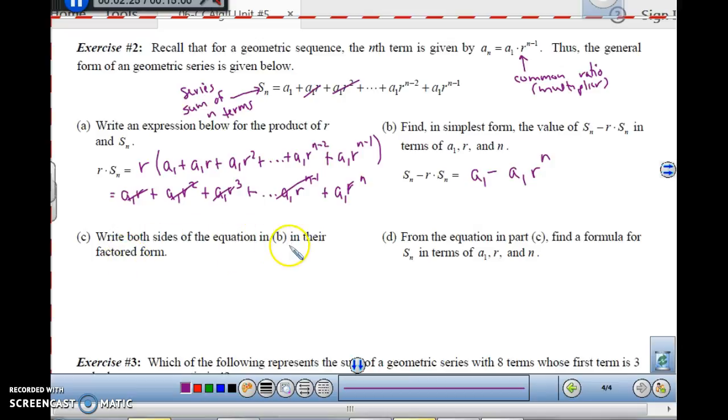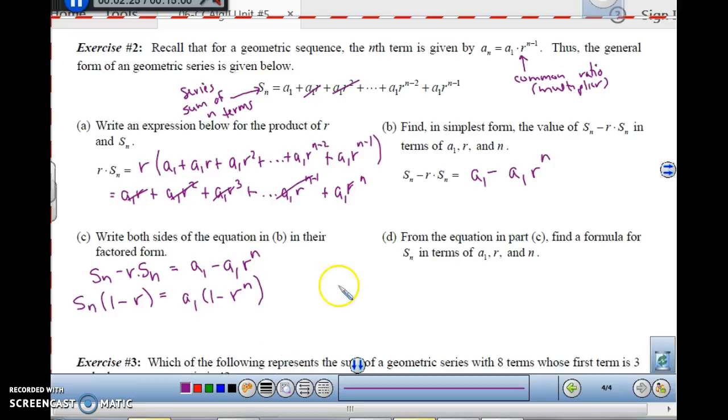Write both sides of the equation in their factored form. Okay, so if I took S of n minus r times S of n, it is equal to a1 minus a1r to the n, and I factor both sides. Well, this side will GCF out the S of n, which is going to be 1 minus r, and this one is going to factor out a1 times 1 minus r to the n.